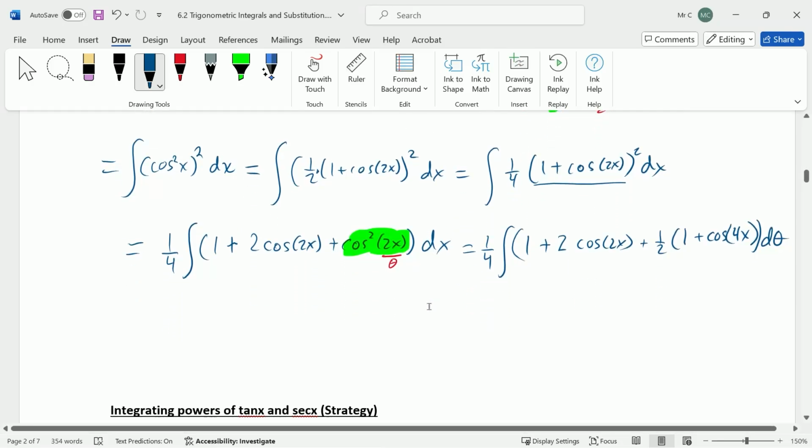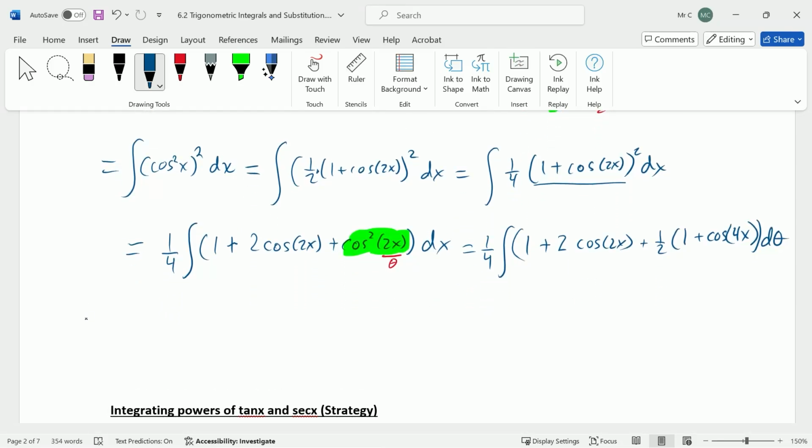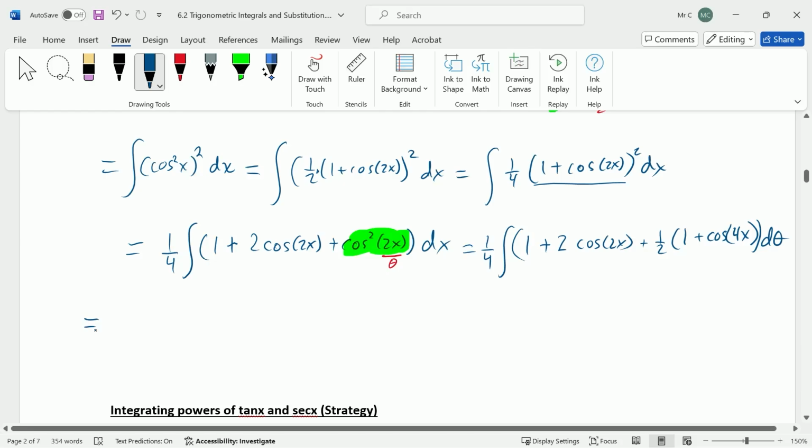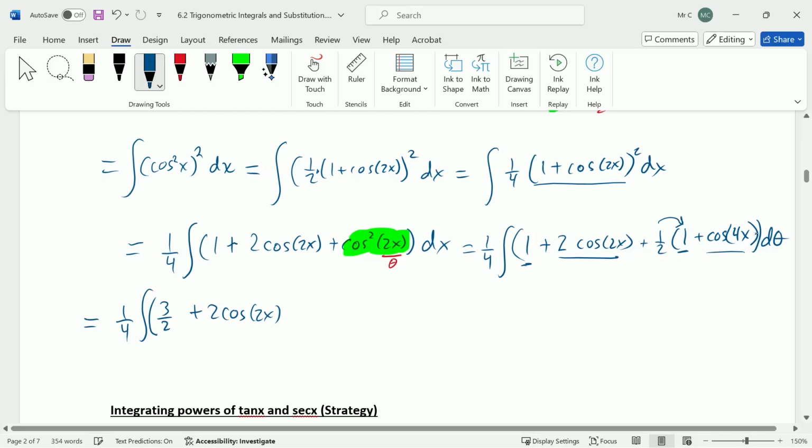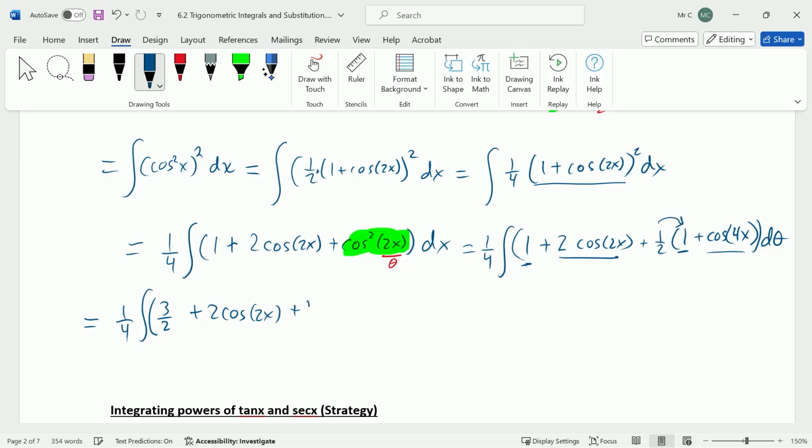Okay. And now we've got to do a little bit of cleanup here before we can integrate. So I've got 1 plus 1/2, right? I distribute that, I'm going to get 1/2. So I'm going to get 3/2 plus the 2 cosine of 2x. That's my second term there. And so I got the 1/2, and now I've got 1/2 times cosine of 4x.